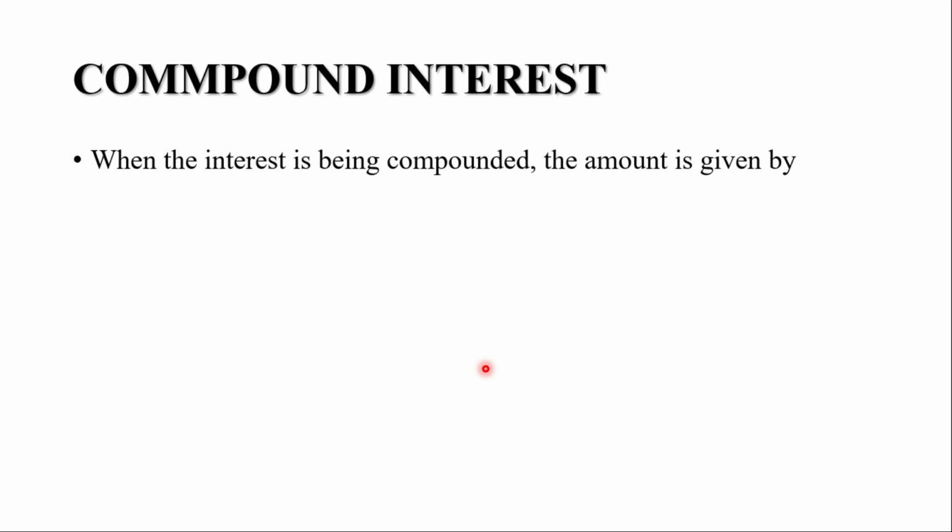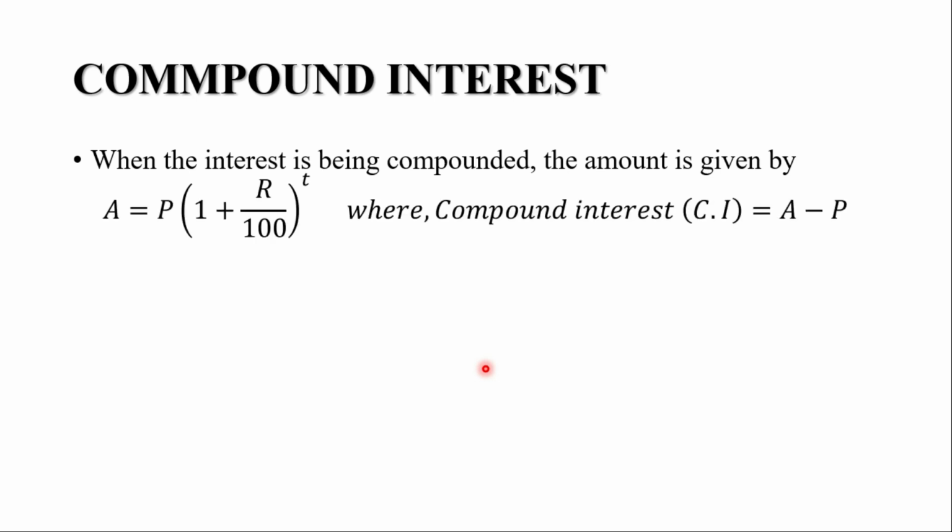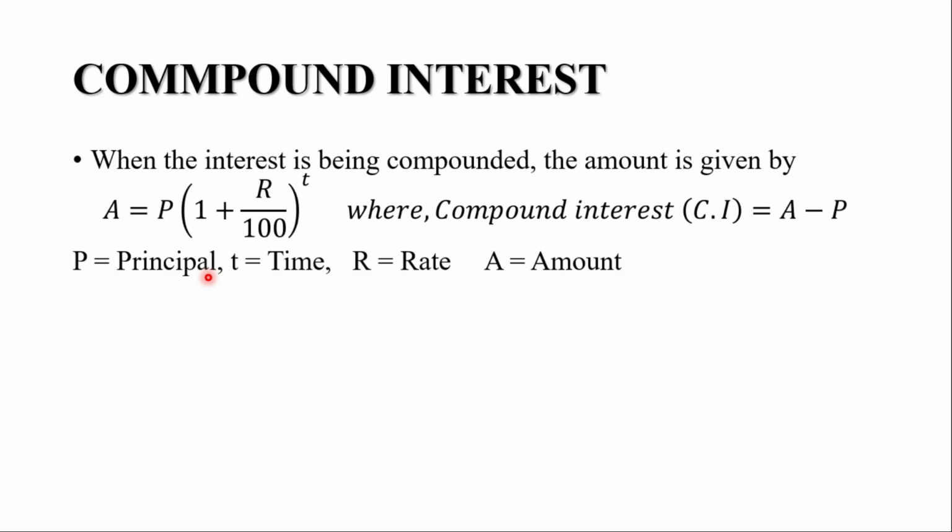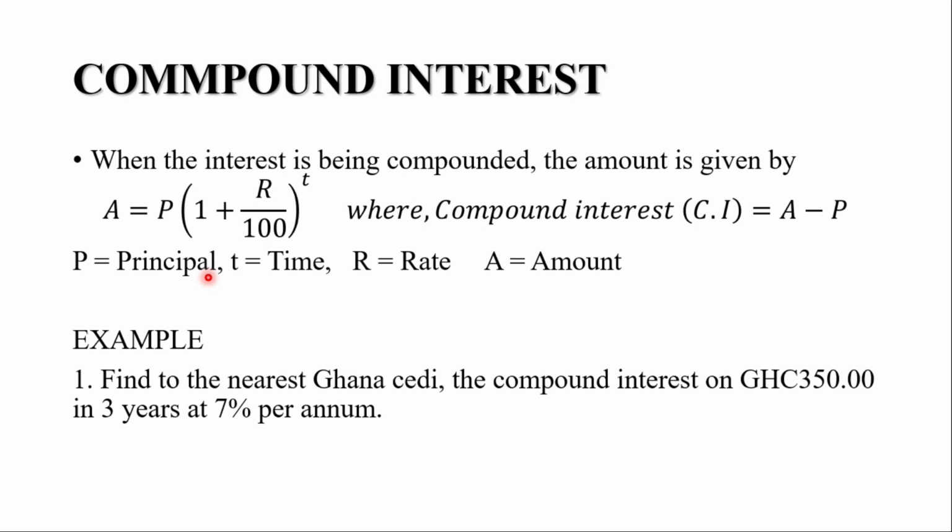So when the interest is being compounded, the amount is given by A equal to principal multiplied by 1 plus the rate on 100, raised to the power the number of years, the time. The compound interest you get is A minus P. So remember, the total amount at the end of the period is A. If you want to get only the compound interest, you take the principal out of the amount you accrued, then you get the interest. Principal, time, rate, amount. Now we're going to an example.